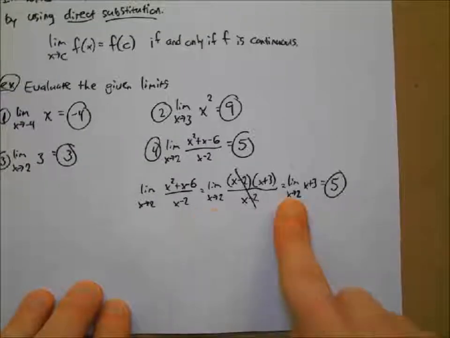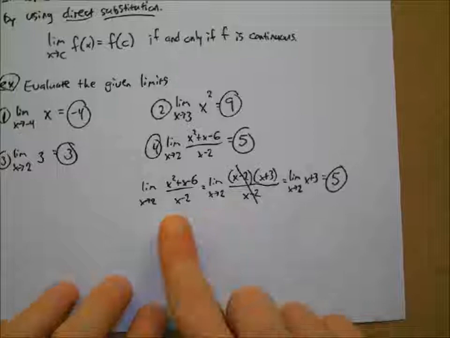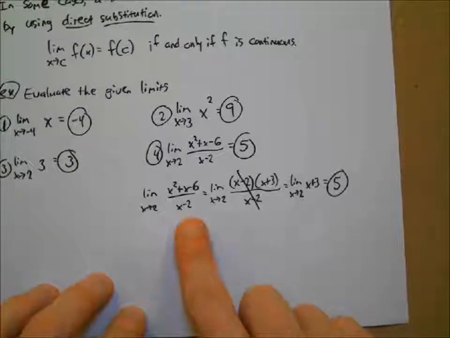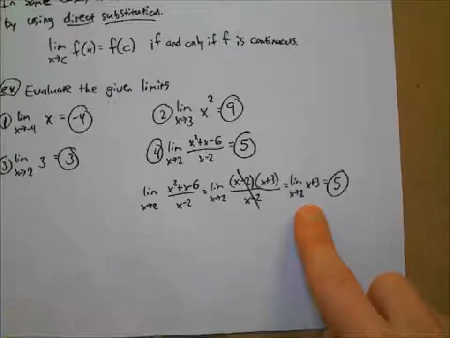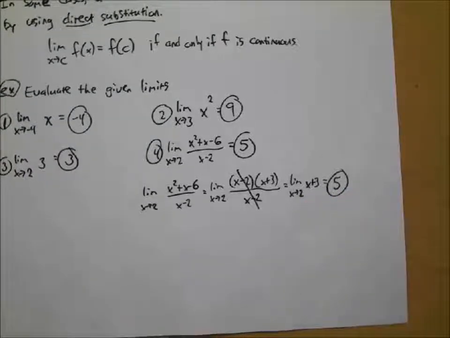And so I can get around not plugging 2 in by factoring and canceling, and now I can plug the 2 in for a direct substitution to evaluate the limit, and the limit's 5. So we are approaching 2. We never actually get there, yet we can still plug the 2 in to evaluate it because that's how we evaluate a limit, by direct substitution. So we can get around that indeterminate form by factoring and canceling.